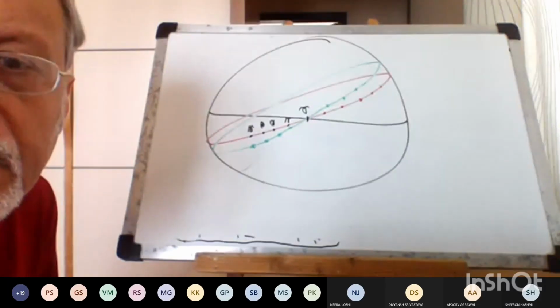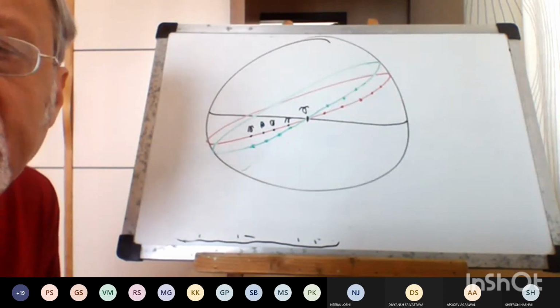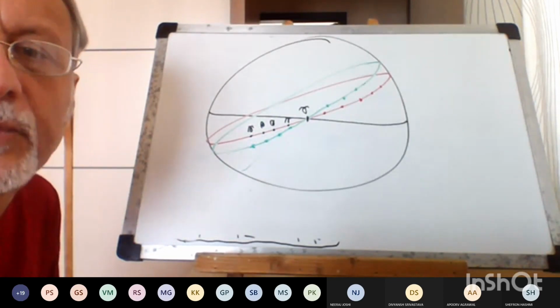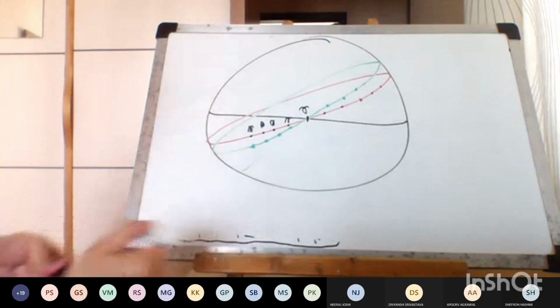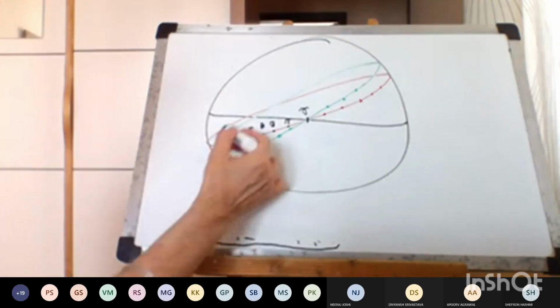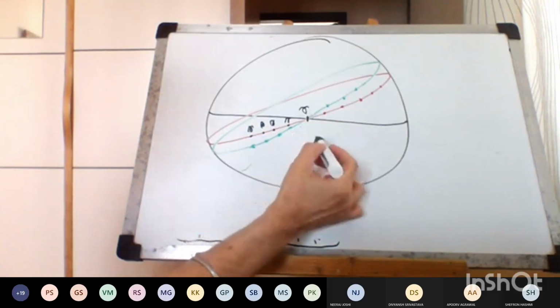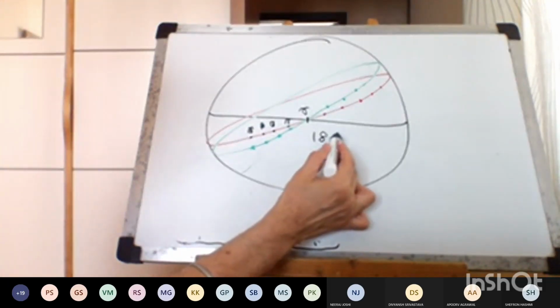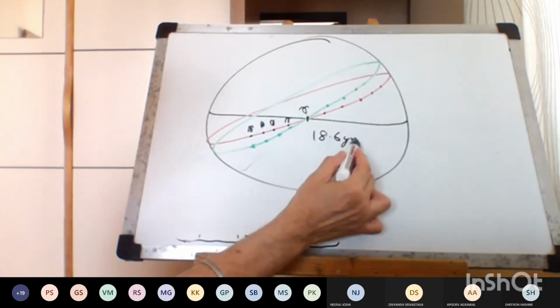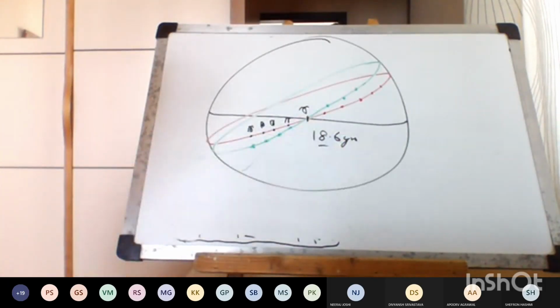19 degrees in 1 year. So the nodes therefore complete a full cycle of the motion around the ecliptic in about 18.6 years, which means these nodes also keep moving along the ecliptic, and after 18.6 years we will find the same situation here again.